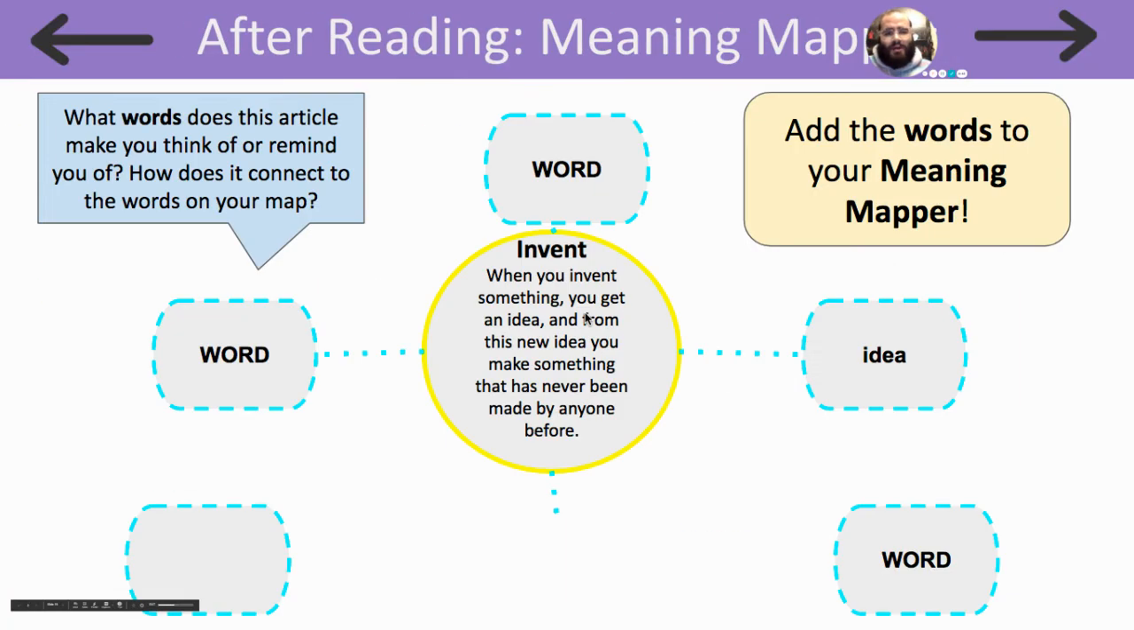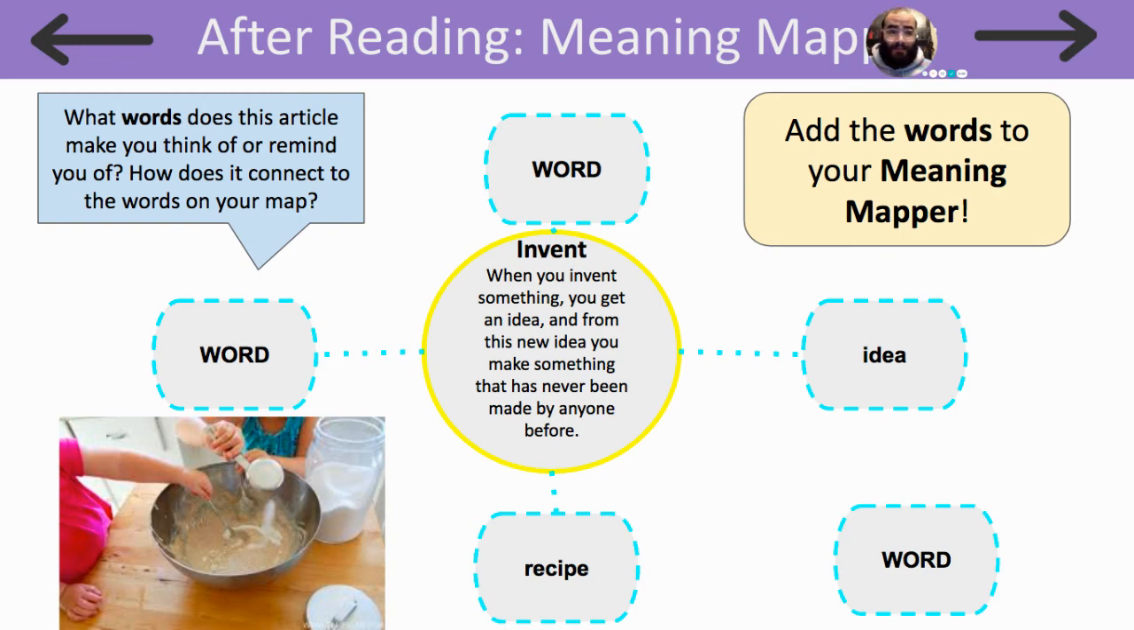And lastly, I want us to take a look at our meaning mapper. So let's remember, our focus word is invent. When you invent something, you get an idea, and from that new idea, you make something that has never been made by anyone before. So we already have the word idea, but what other words can you add to your meaning mapper that are related to the word invent? I added the word recipe because sometimes you get an idea for a new recipe and you just have to invent it, and you make something that has never been made before or that you've never made before. It is completely new. So I wrote down the word recipe because sometimes you can invent a new recipe, and my mom has invented a couple of new recipes that are very good.